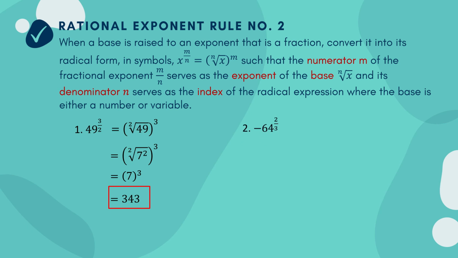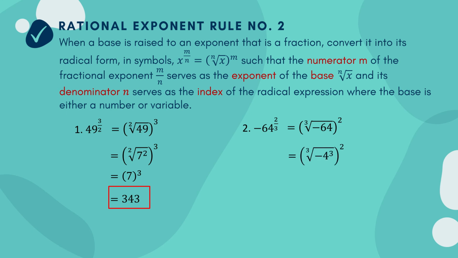Example number 2. The base is a negative number, negative 64, raised to exponent 2/3. So what shall we do? So the denominator 3 is our index or cube. Then the number inside the radical symbol is negative 64 since it is the base. The exponent is 2 since our numerator is 2. Naa na siya gawas sa parentheses.